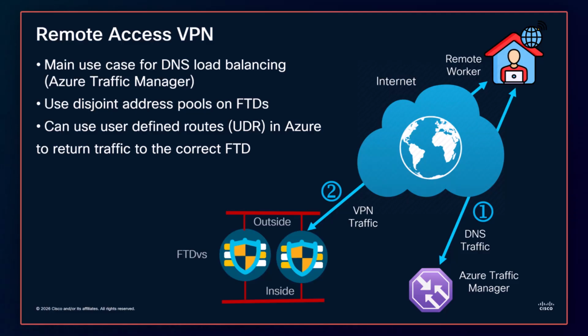A common use case for DNS load balancing using the Azure Traffic Manager is to provide redundant access to applications over remote access VPN. In this scenario, the Traffic Manager uses DNS records to direct traffic through multiple instances of the firewall. This use case uses unique address pools per FTD, and static addresses can be used to return traffic through the proper FTD and avoid asymmetric routing on the return path direction.